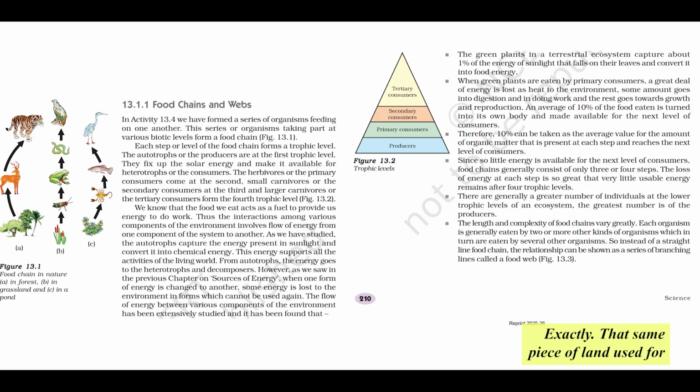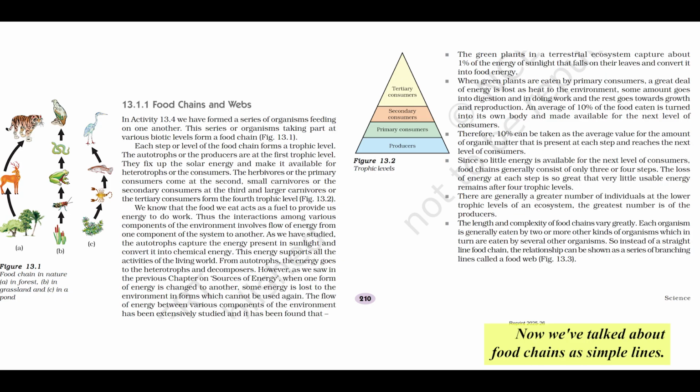Exactly. That same piece of land used for meat production can support far fewer people compared to using it for direct plant consumption. So diets based more on plants are more sustainable for large populations. From an energy and resource perspective, absolutely. It allows more people to be fed from the available agricultural land. That's why plant-based diets are so central to discussions about food security and environmental sustainability, especially in densely populated regions. It's a direct consequence of the 10% law.